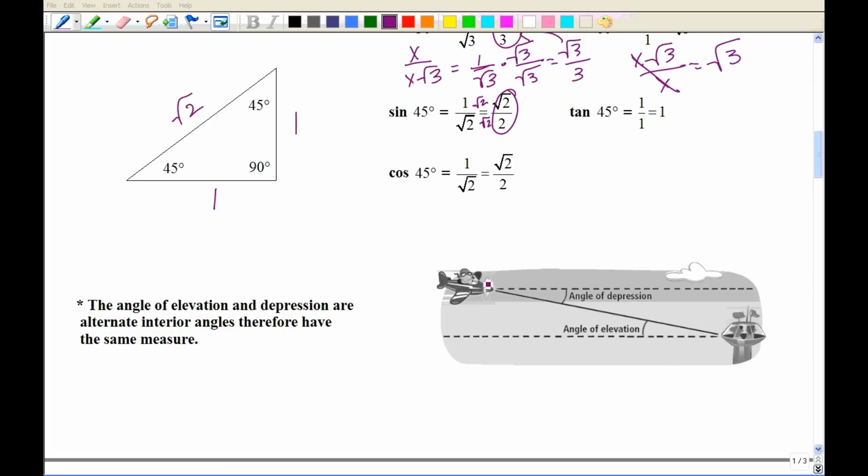From the tower, looking up to the plane, that would be an angle of elevation. But since the line of sight here, those dashed lines, are parallel, that means this diagonal we've created here will have alternate interior angles, which means it will have the same measure. So you'll have a couple of those in your homework problems as well. Okay, so that is 13.1 and the first section of our trig unit notes.